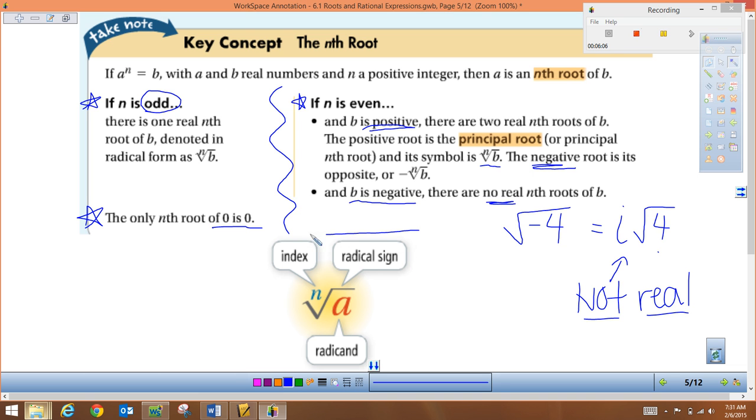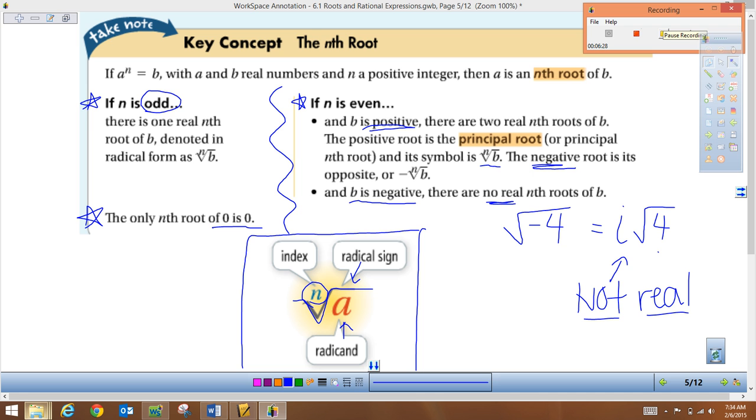Again, some terminology that we went over last week. N, that's your index, okay? That's the root that you are taking. This bar is your radical sign, and the a underneath, that's the radicand.